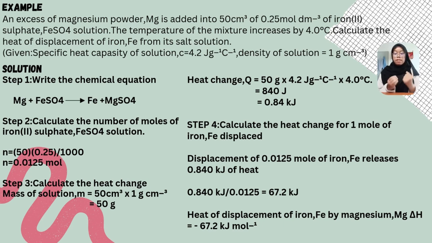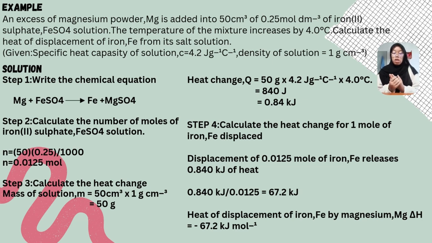As usual, the first step is we must write the chemical equation. Magnesium reacts with iron sulfate, producing iron and magnesium sulfate. Step 2. Calculate the number of moles of iron sulfate solution using the formula n equals MV over 1000.